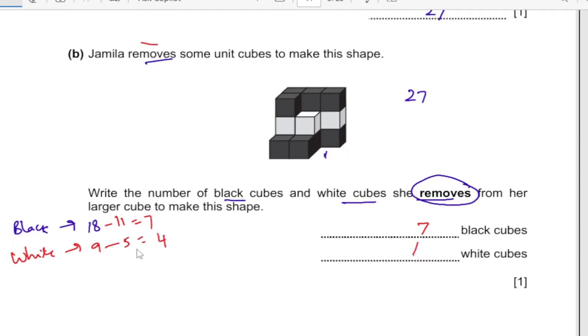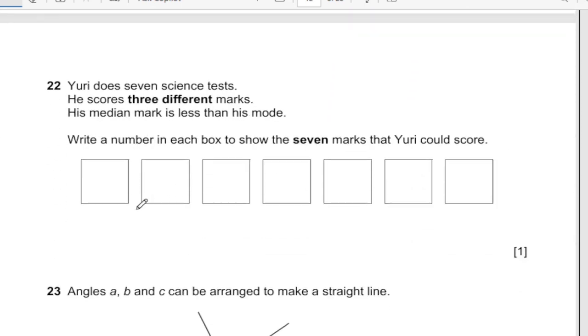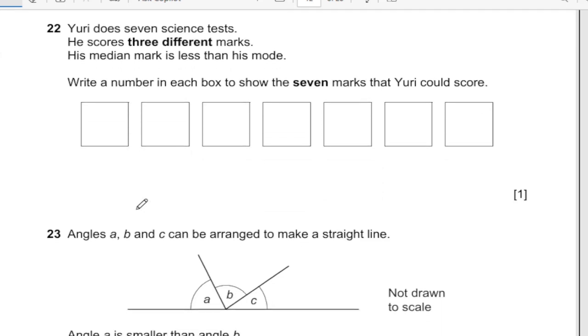So that is going to be 4 white cubes. Okay. Now number 22, Yuri does 7 science tests. She scores 3 different marks. She scores 3 different marks in these 7 science tests.